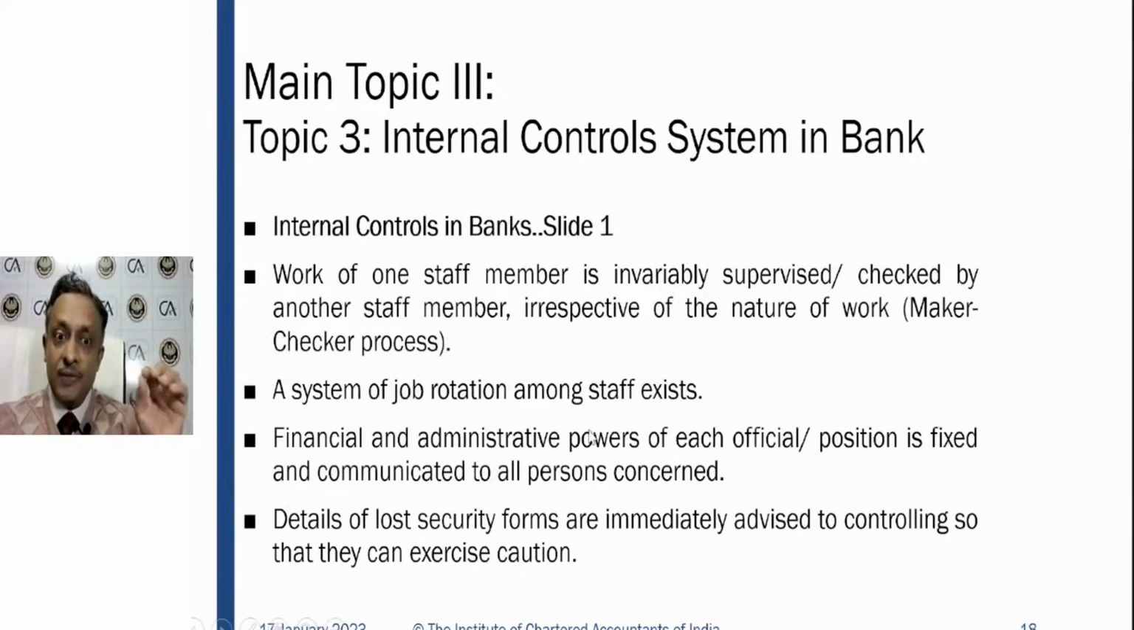Then next is very important, details of lost security forms. Now, see, what are lost security forms? Security forms are FD receipts, DD receipts, traveler's check receipts, all which can be converted into cash. Now, a lot of transactions are system driven. Still, for legal purposes, a few forms are there in the nature of security stamp. Security stamps are there. So if there is a loss, then immediate advice to controller has to be done.